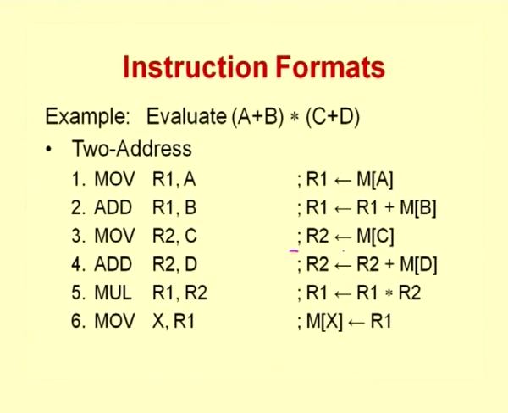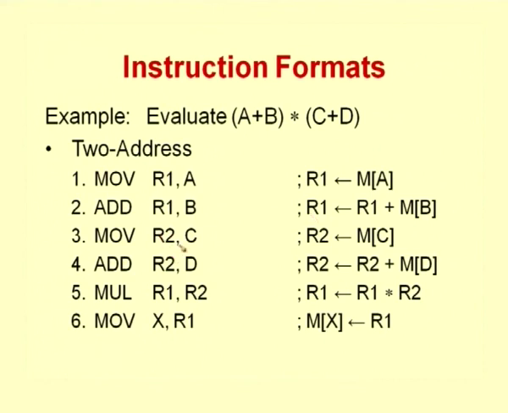Okay. Now, the same thing using 2 address instructions. If I use 2 address instructions, you would have something like this. First, move r1, a, which means I am moving the contents of memory location a into r1. Then I say add r1, b. What does this mean? This means r1 plus the contents of memory location b will be added and stored back in r1. Essentially, I have done a plus b here.